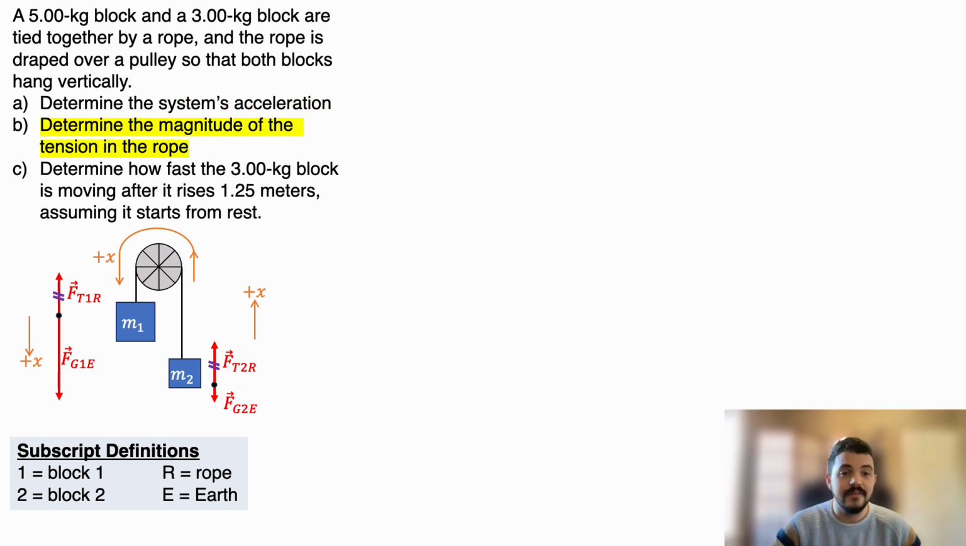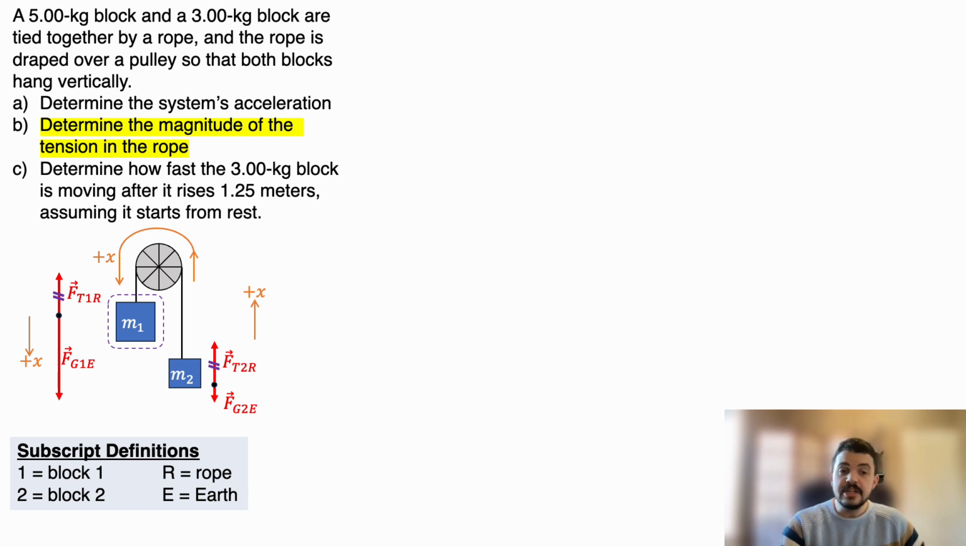Determine the magnitude of the tension in the rope. Now, looking at the two-block system will no longer be helpful. If we want to know the tension, we need the tension to be an external force. I could choose block 1 or block 2, it doesn't matter. I'm going to go ahead and choose block 1 to be my system this time around.